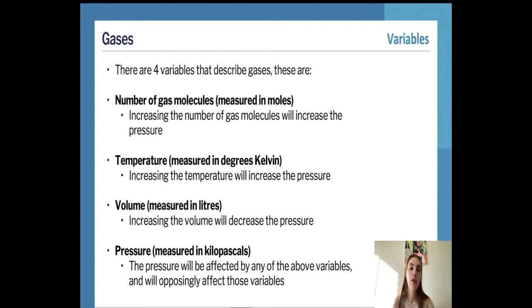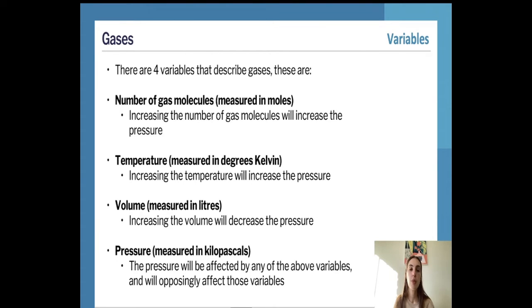And finally, we've got pressure, in which the pressure will be affected by any of the above variables and will opposingly affect those variables. So with number of gas molecules, as those increase, the pressure will increase. With temperature, pressure will increase. And with increased volume, pressure will decrease. And then pressure will opposingly affect those variables.